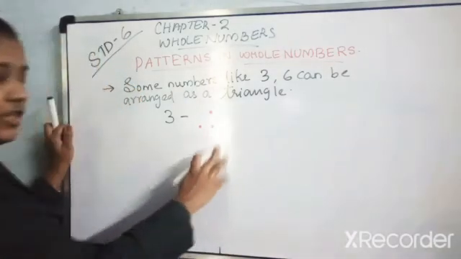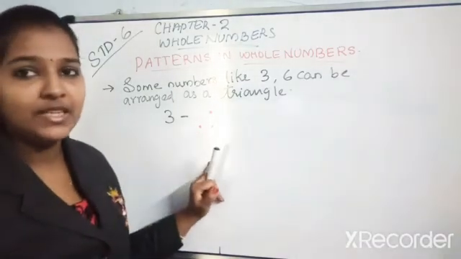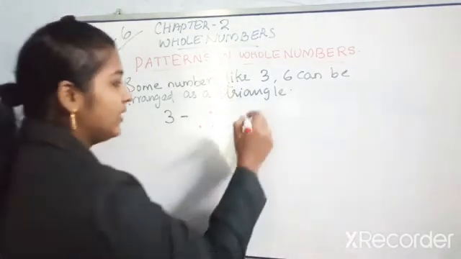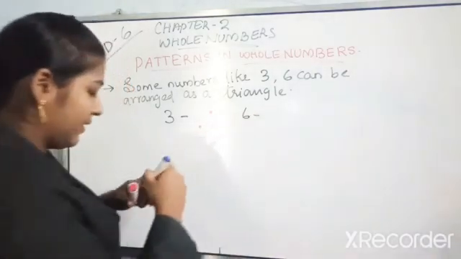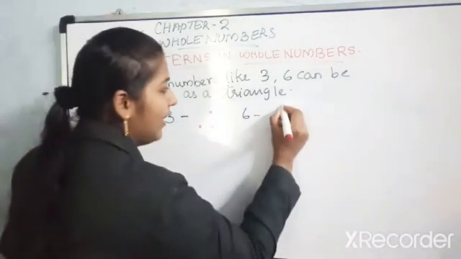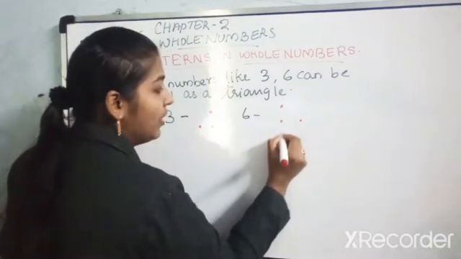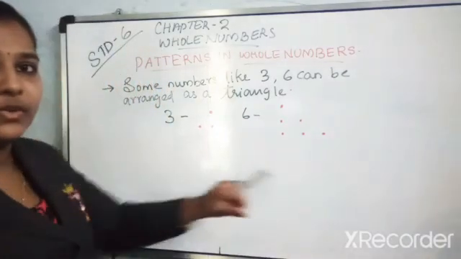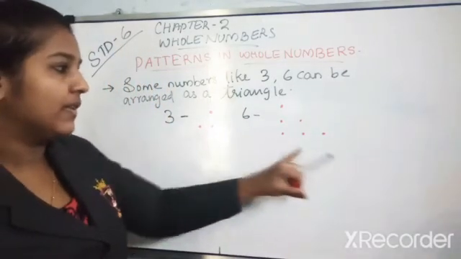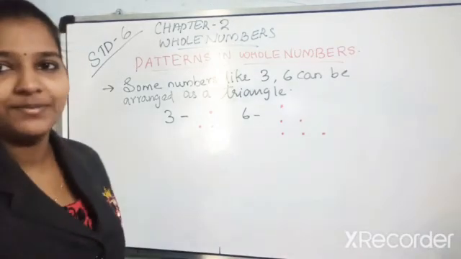Look. This shows number 3, and here we arranged it as a triangle. Now number 6 we can arrange like 1, then 1, 2, then 1, 2, 3. Okay. So here the number 6 is arranged as a triangle. Got it, children?